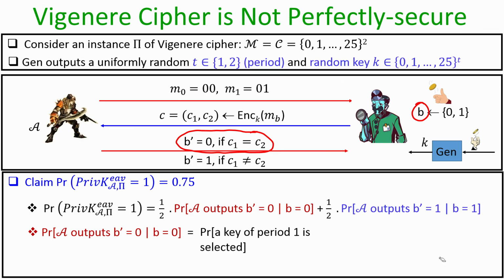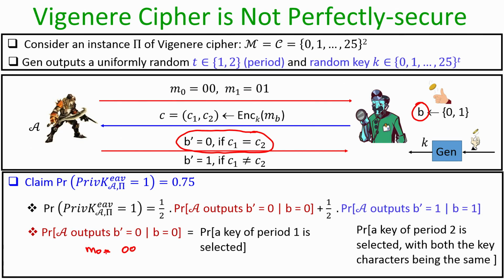So, if the plaintext 00 is encrypted with a period of size 1, that means the key size is 1 and the same character of the key is used to encrypt the first 0 as well as the second 0, then of course both the ciphertext characters are going to be the same. Whereas, if the key is of size 2, then the probability that both the ciphertext characters are the same is the same as the probability with which the key of size 2 satisfies the following condition.